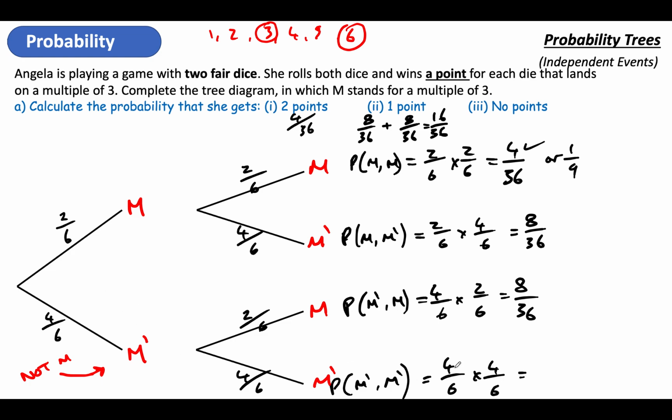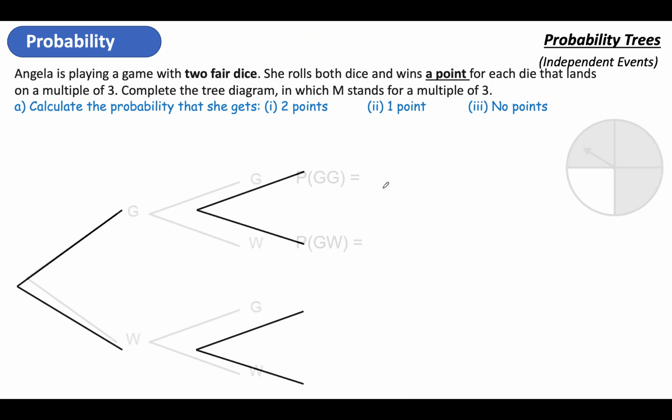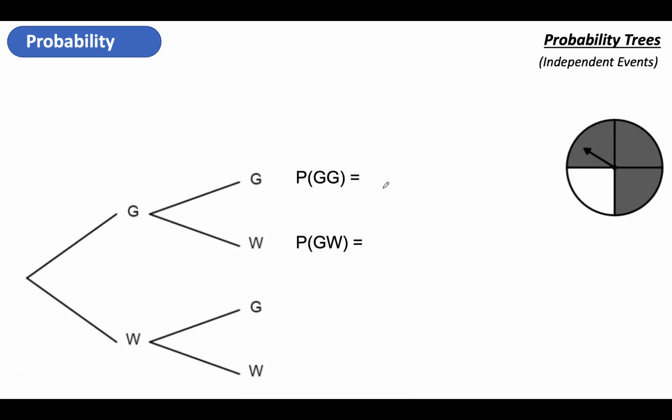I want that outcome and that outcome. 16 out of 36, which again would simplify to 4/9. Okay, either of those, absolutely fine. Cool. I'm sure you're really good at these, which is why we're only going to do one more before we move on. Right, a spinner has 4 equally sized sectors, 3 grey and 1 white.